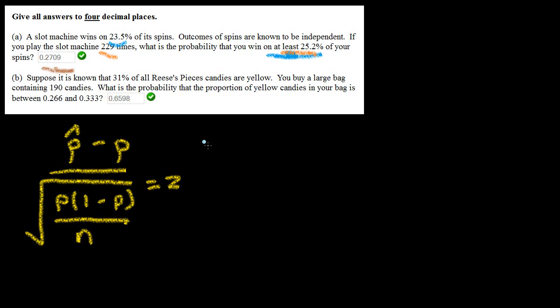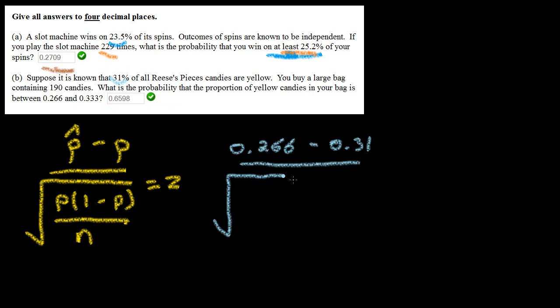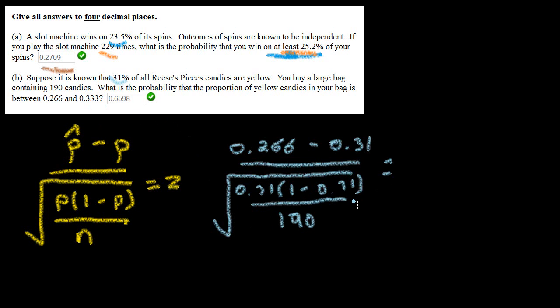For the first value, 0.266, that's going to represent our proportion of the sample, the first one. So it's going to be this, subtract the proportion of the population, which is given as 31%, or 0.31. We divide this by the square root of our proportion for the population, 0.31 multiply 1 subtract 0.31, divided by the sample size, which is given as 190. This will give us a z-value that we can use on the standard normal probability table to get a proportion. And if we were to do this calculation, we would get negative 1.31.